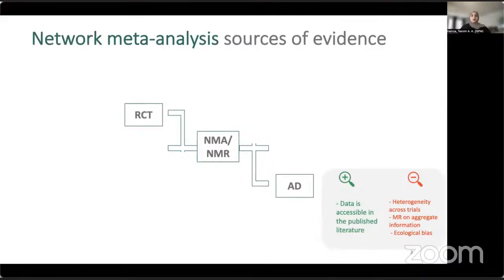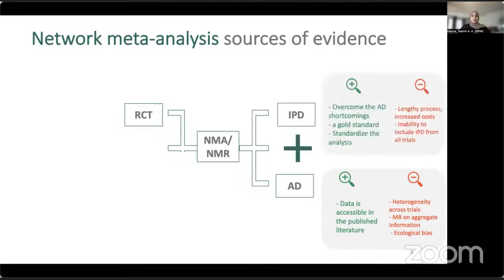Including mean covariates could, however, induce aggregation bias. So ideally, we would like to include the covariates on the individual level from every study. But more typically, we only have IPD from a subset of studies and then aggregated data from the rest.